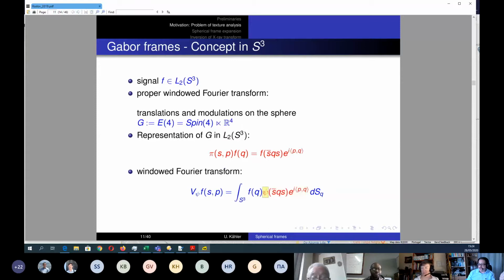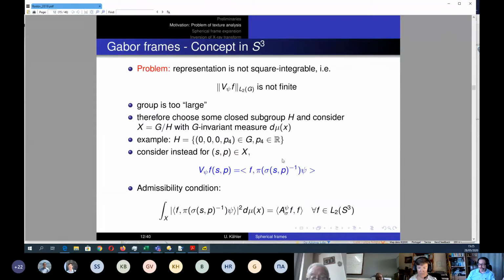Does such kind of psis exist? Can we actually construct psis that do that? In other words, can we have an admissible function for our group representation? Well, the answer actually is no, because you immediately see that whatever psi you use, it's not finite.